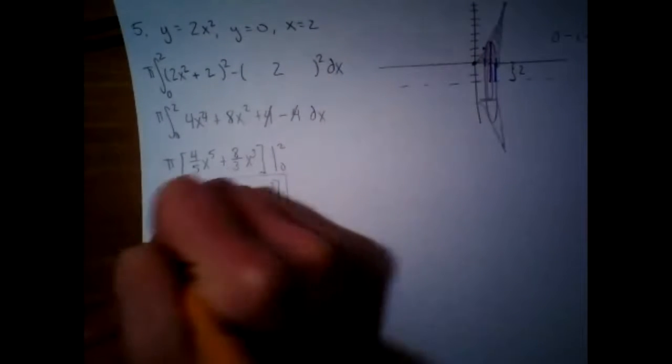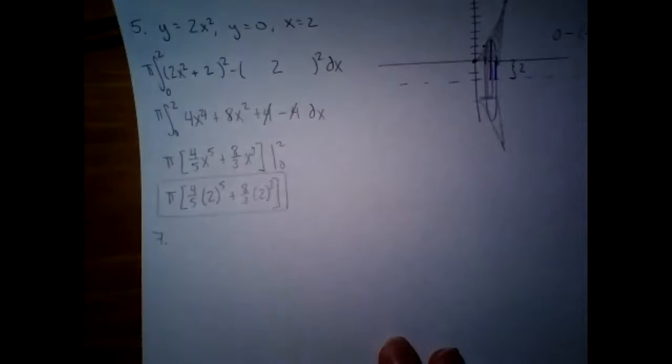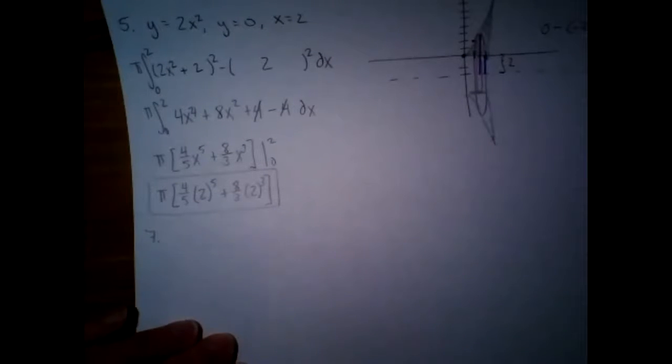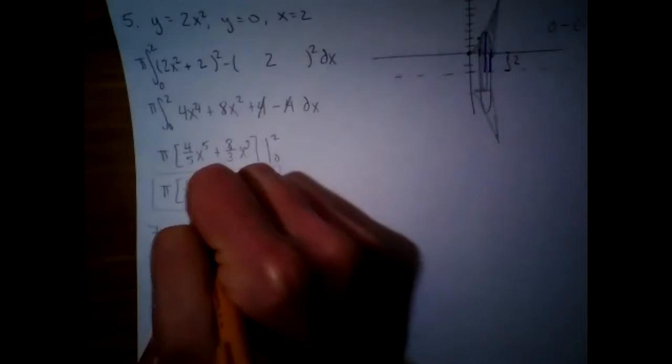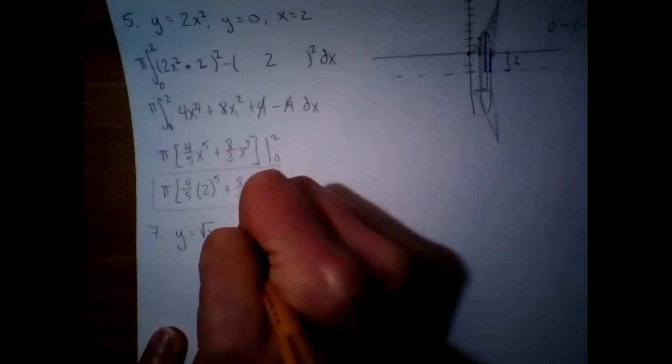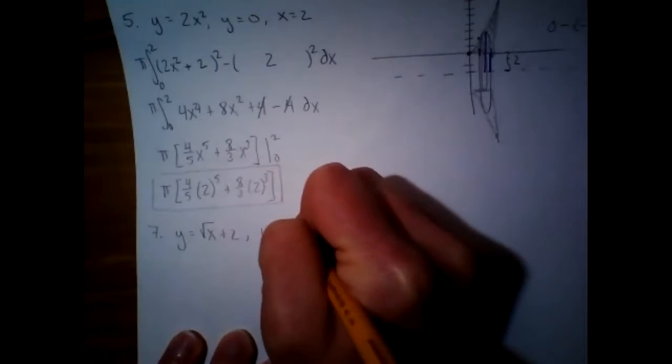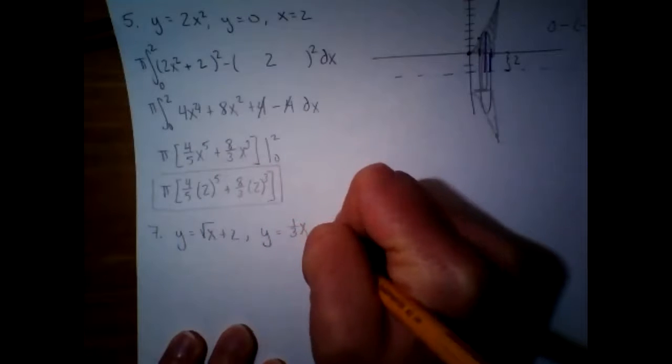All right, and then number 7. Find the volume of the solid whose base is bounded by the graphs of y equals square root of x plus 2 and y equals x over 3, which is 1/3 x plus 2.